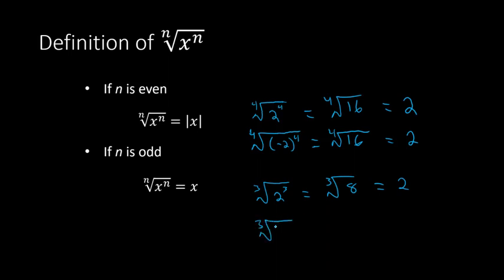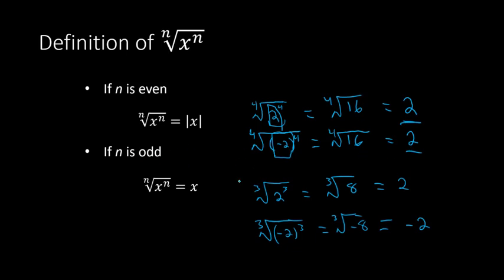The cube root of 8 is 2. Whereas if we had negative 2 to the third power, that would give you the cube root of negative 8, which would be negative 2. So notice the difference. In this example, if n is even, it doesn't matter if you have a positive or a negative on the inside, your final answer would be a positive number. It's going to be the absolute value of whatever you put in here. The absolute value of 2 is 2. The absolute value of negative 2 is still positive 2.